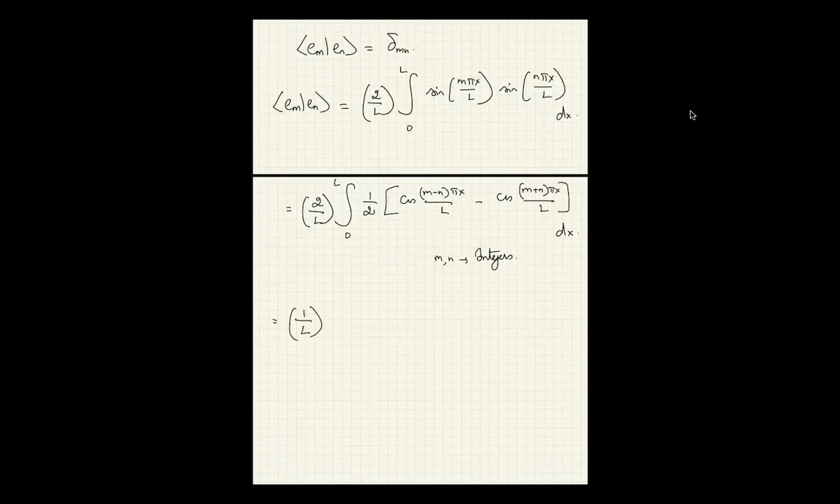times integration of cosine is sine. So sine of (m minus n) pi x over L times L over (m minus n) pi, minus. So this is a minus here and a plus here, because cosine integration is sine plus something, which is L over (m plus n) pi times sine of (m plus n) pi x over L.